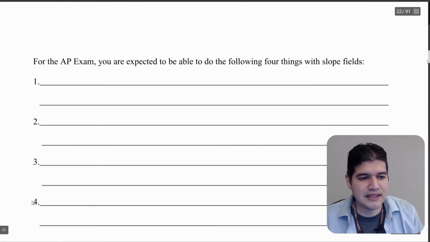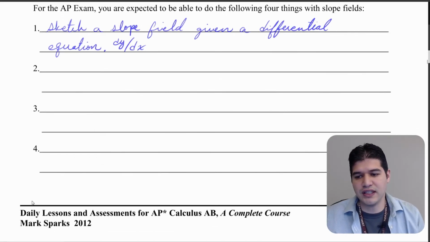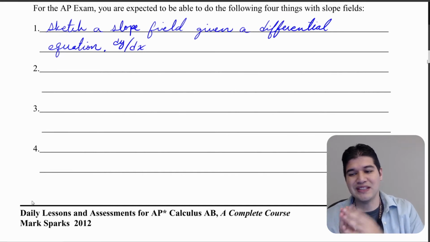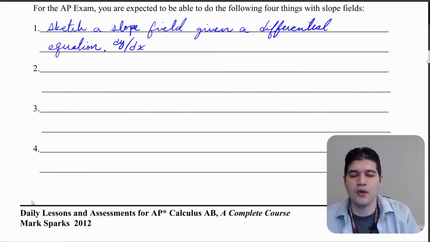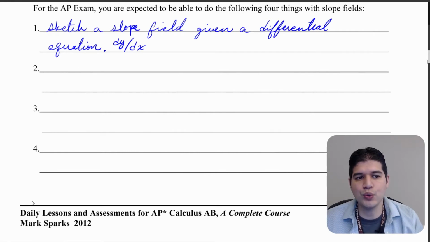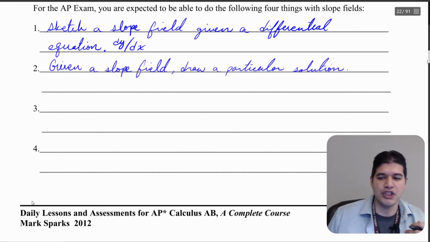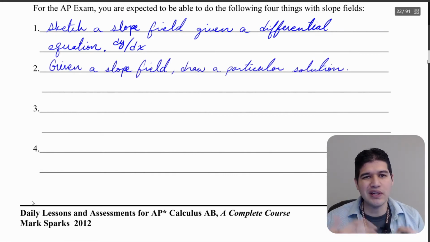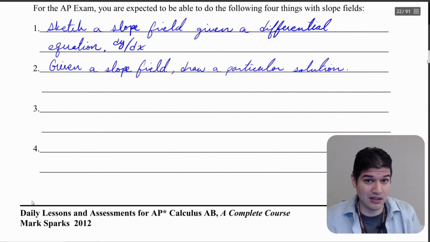So on the AP exam, you're going to be expected to do several things. The first thing that you're going to need to be able to do is to sketch a slope field when you're given a differential equation. We're going to look at how you actually do this and what it looks like in just a moment. The second thing is, given a slope field, you're going to want to be able to draw a particular solution that goes through a particular point.